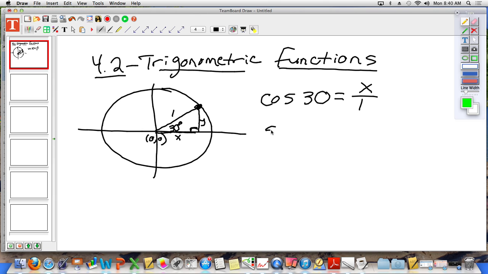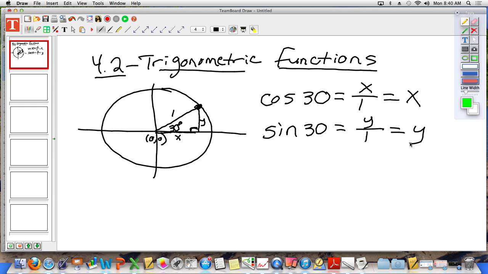To find the sine of 30 degrees, we took the opposite side, the y value, divided by the hypotenuse, which is 1. So the sine of 30 degrees is y divided by 1. Are you still with me? What is x divided by 1? It is x. That's why the cosine value is always just the x value. What is y divided by 1? It is y. So the sine of whatever angle you're talking about is always just the y value.